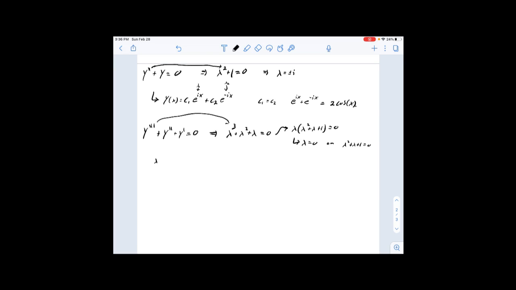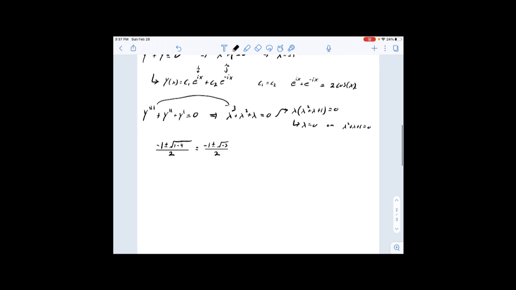So we go, let's see, what does that solve to? So we can go negative 1 plus or minus the square root of 1 squared minus 4 times a times c, all over 2. Okay, so that equals negative 1 plus or minus root negative 3 all over 2. Okay, so then we'll call this lambda 2 and lambda 3, and we'll call this lambda 1.